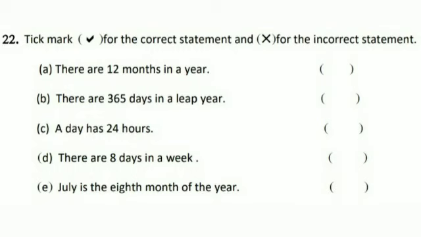So our given statement is correct. We will put tick in front of it. Second statement is there are 365 days in a leap year. Dear students, it is a calendar of year 2020. Now year 2021 is going on. Let's count the number of days in year 2020.